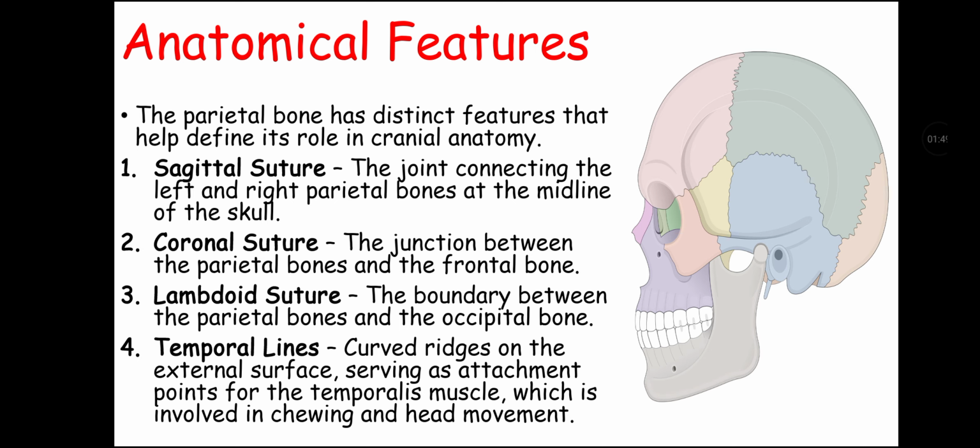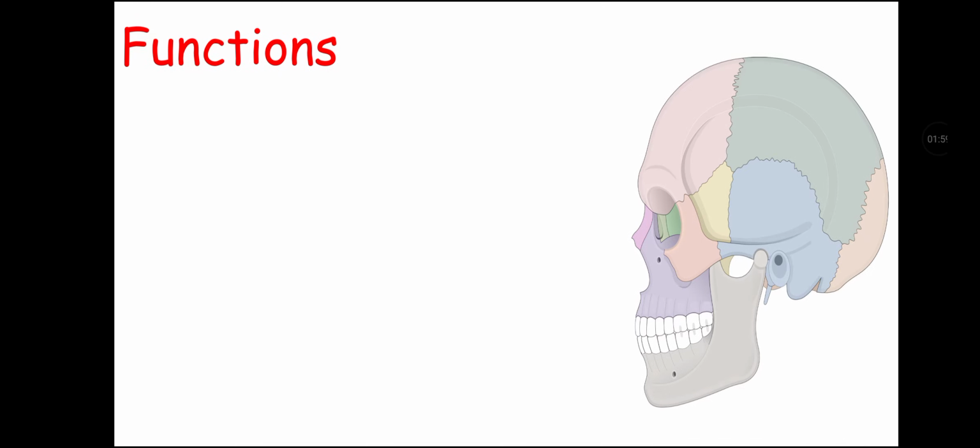And the next feature it has is the temporal line, that is the curved ridges on the external surface serving as an attachment point for the temporalis muscle, which is involved in chewing and head movements.